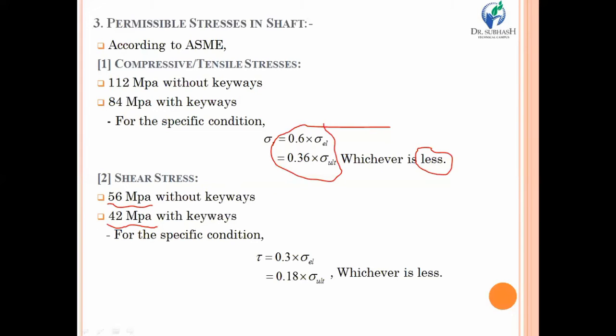Once again, there is a specific condition that ASME has given. Suppose you have the shaft material and its yield strength or permissible limit is given. At that time, your design stress should be 0.3 times sigma elastic, or you may also calculate 0.18 times sigma ultimate. Out of the two calculations of shear stress, you should take whichever is the lesser.